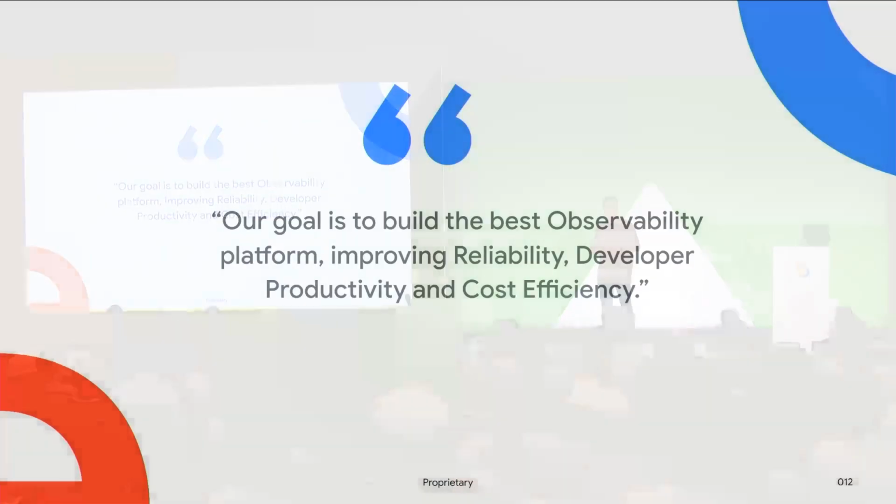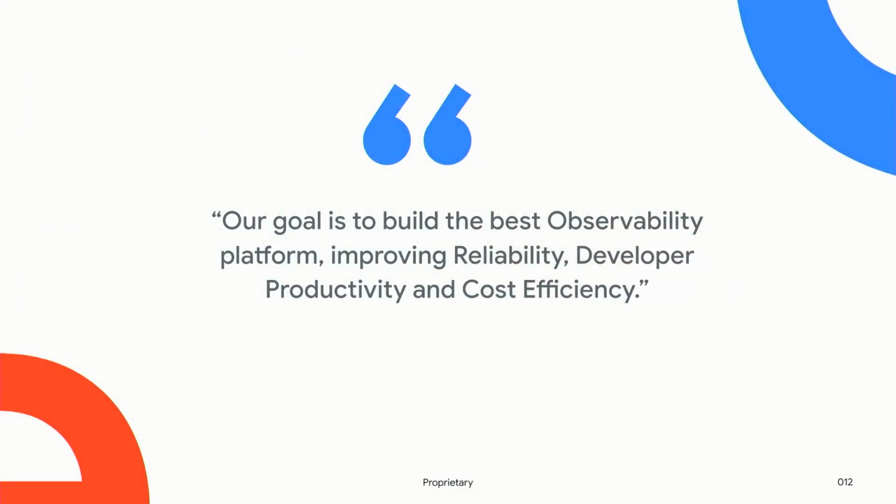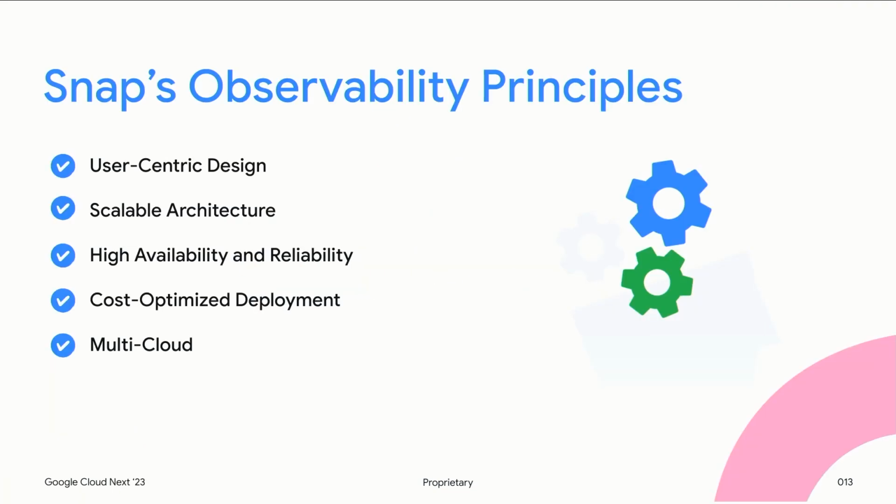As tech leader for the team, I want to make sure we build a platform that can first, improve reliability. Second, improve developer productivity. And thirdly, improve cost efficiency. We have five principles. My first one, user-centric. This might not be very obvious for internal tools, but if you have internal tools that are very intuitive, very easy to use, it helps a lot with adoption.